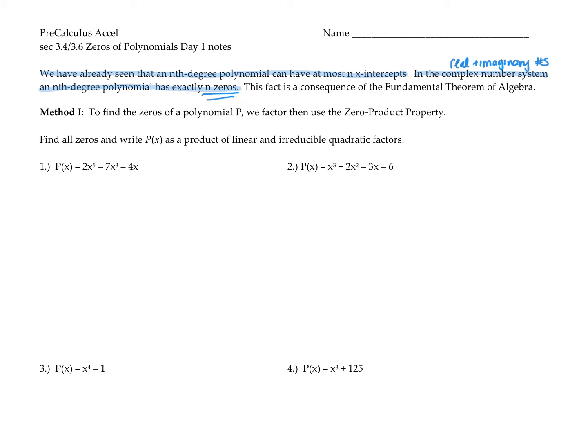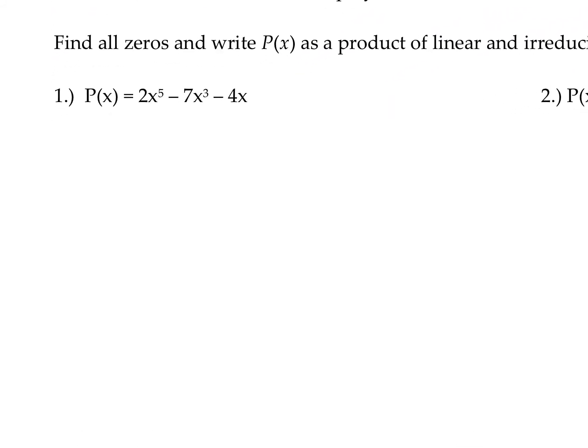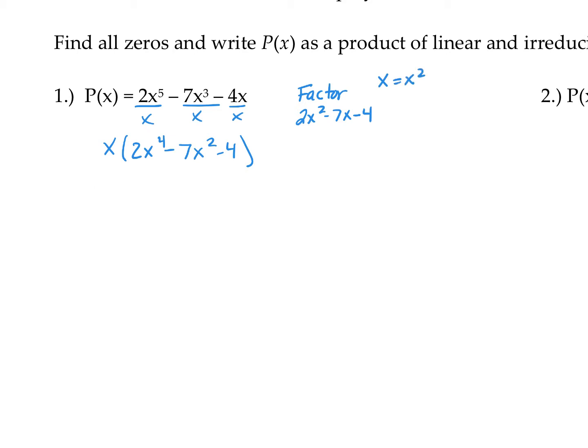So if I look at number 1, first I'm going to factor out a GCF. Because if I look at number 1, I can see that all of these have an x in them. So I'm going to factor out a GCF of x. Now, this doesn't look like something I can factor, but in fact it actually is. I'm going to think about how I factor 2x squared minus 7x minus 4, and then replace, instead of x being x, x is actually going to equal x squared.